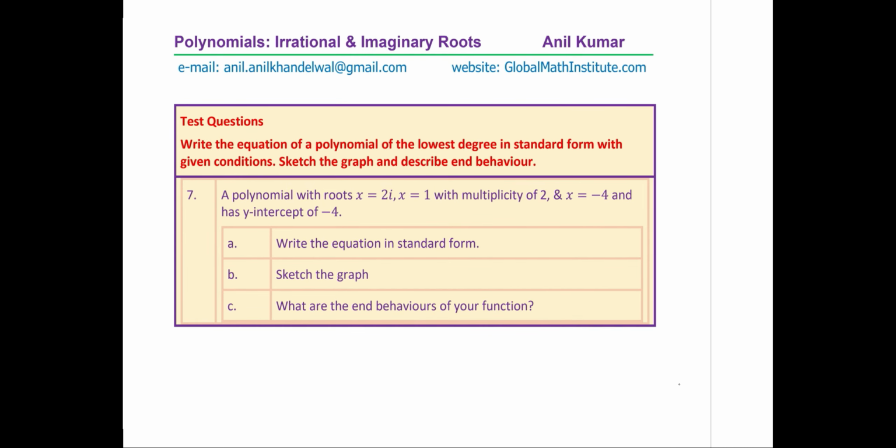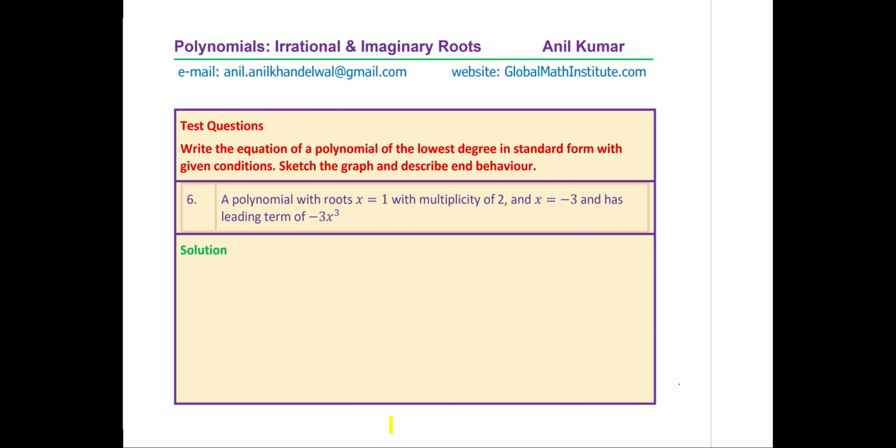The question number 7 is we need to write the equation of polynomial of the lowest degree in standard form with the given conditions, sketch the graph and describe the end behavior. So this time the question is a polynomial with roots x equals 2i, x equals 1 with multiplicity of 2 and x equals minus 4 and has y-intercept of minus 4. So write the equation in standard form, sketch the graph. What are the end behaviors of your function, right? So that's the question. You can always pause the video, answer these questions. I'll provide you a hint to solve this particular question, right?